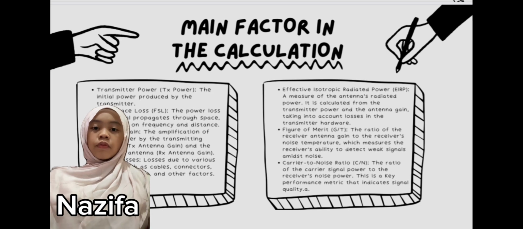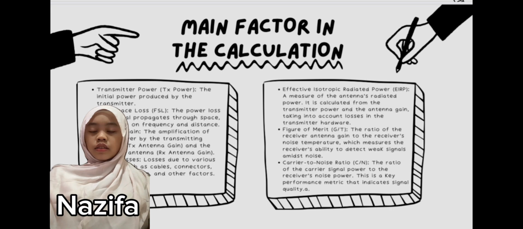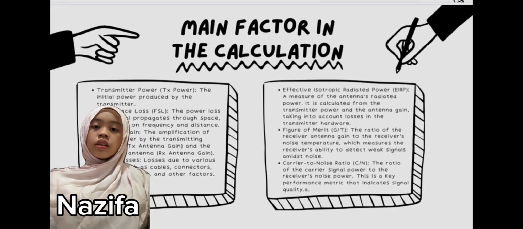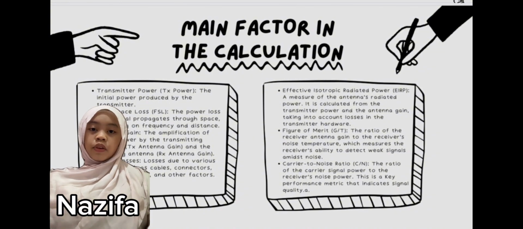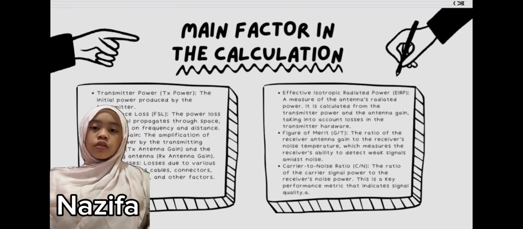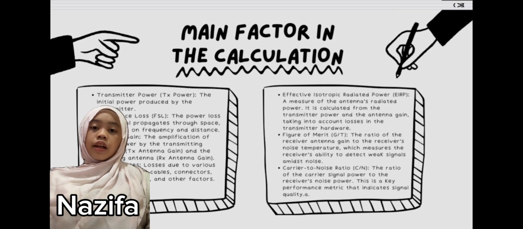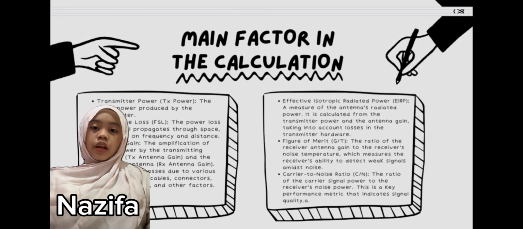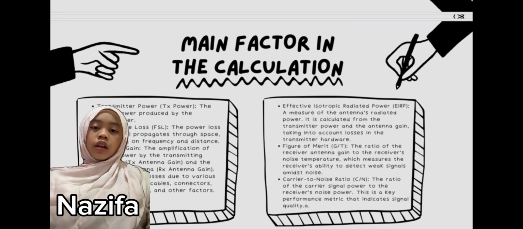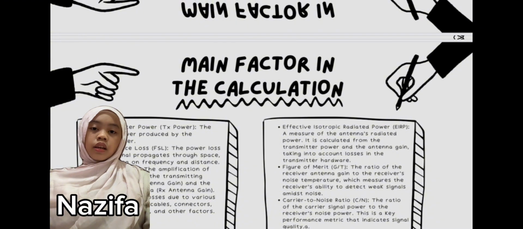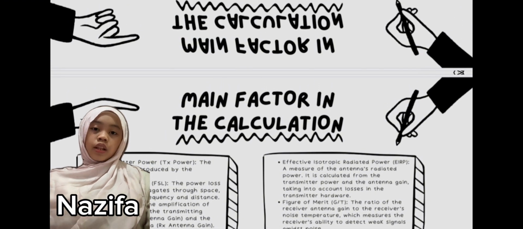Number 5, effective isotropic radiated power, EIRP, a measure of the antenna radiated power, calculated from the transmitter power and the antenna gain, taking into account loss in the transmitter hardware. Number 6, figure of merit, the ratio of the receiver antenna gain to the receiver node's temperature, which measures the receiver's ability to detect weak signals amidst noise. Number 7, carrier to noise ratio, the ratio of the carrier signal power to the receiver noise power. This is a key performance metric that indicates signal quality.